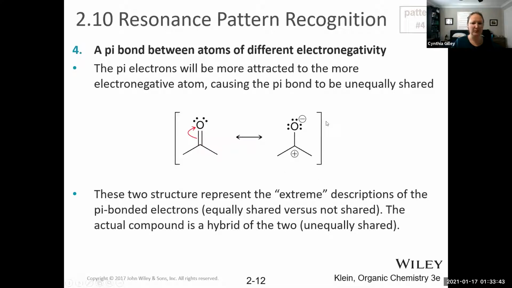So what these brackets and this arrow show us is that these two structures are the two significant contributors, and that the true structure is a hybrid of these structures.